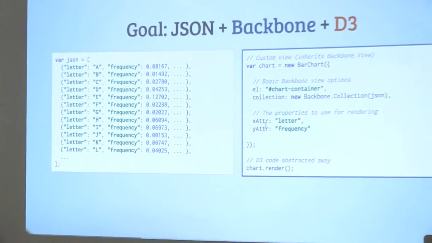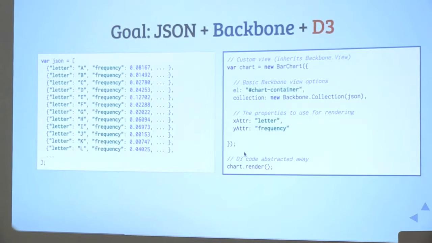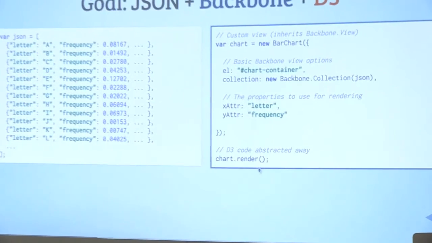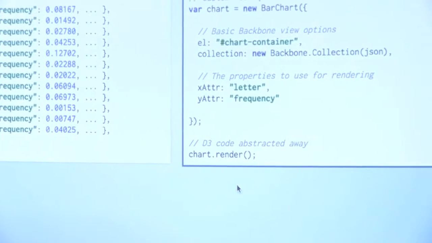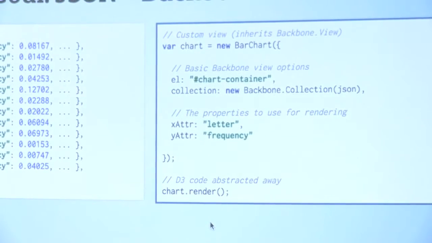And then we define, and this is the minimal amount of configuration we have to do for a bar chart, which properties get mapped to which axis. So we want to have the letters on the x-axis and the frequency on the y-axis. And then we just render it. And this line here runs all the D3 code, so it's all hidden away. And well, if you don't know D3, it doesn't matter. But of course, the developer who has made this framework knows a lot about D3.